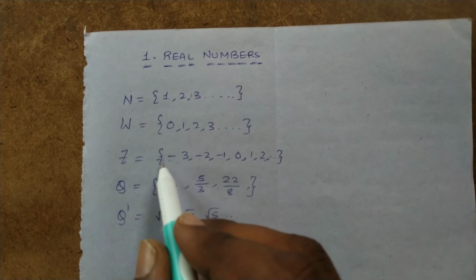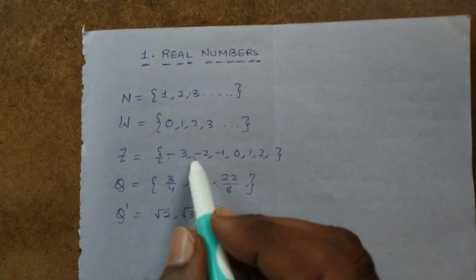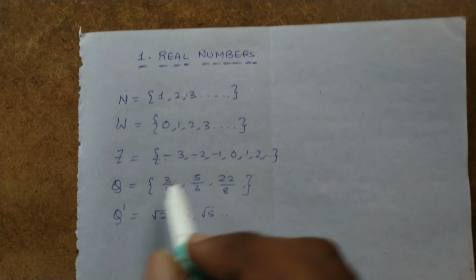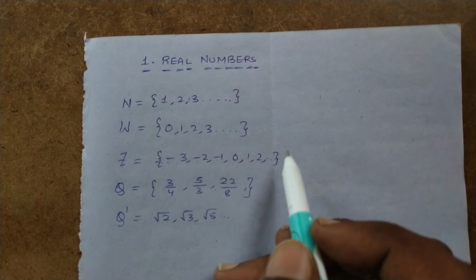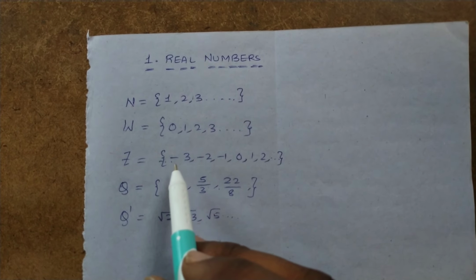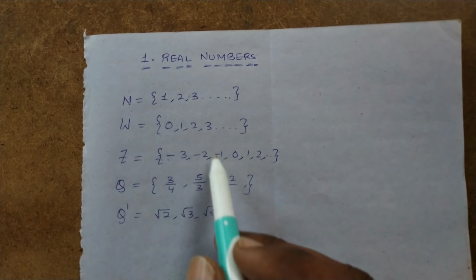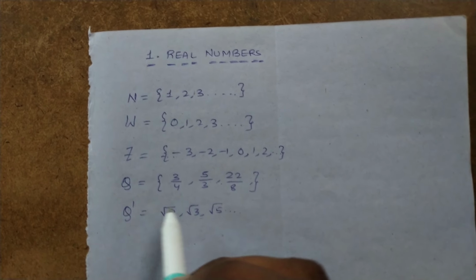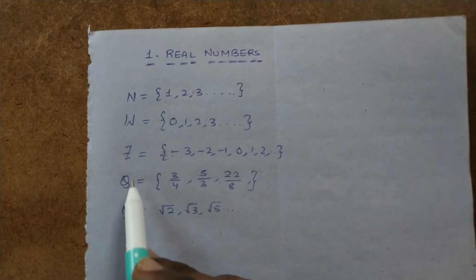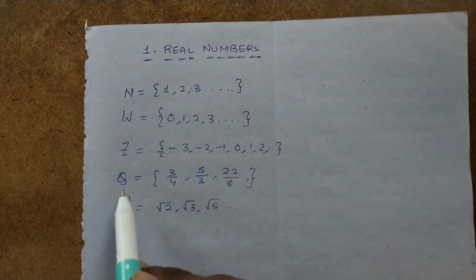If negative numbers, 0 and positive numbers are included, then those numbers are called integers. These go from minus infinity to plus infinity. All the negative numbers, 0 and positive numbers come under integers. And we have one more type, that is called rational numbers. Rational numbers we will indicate by Q.